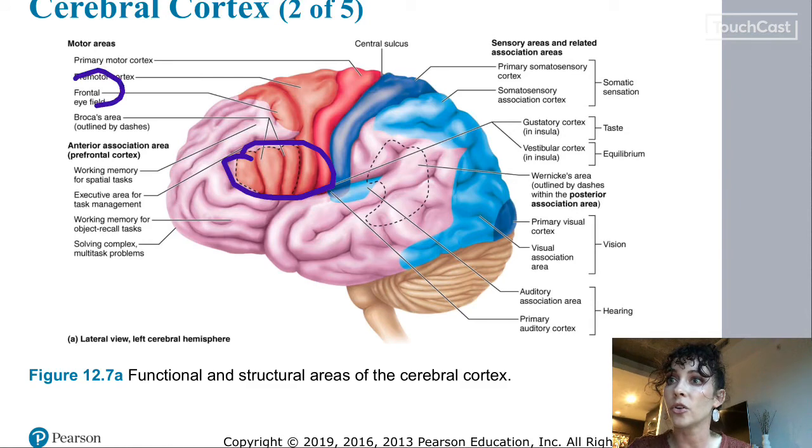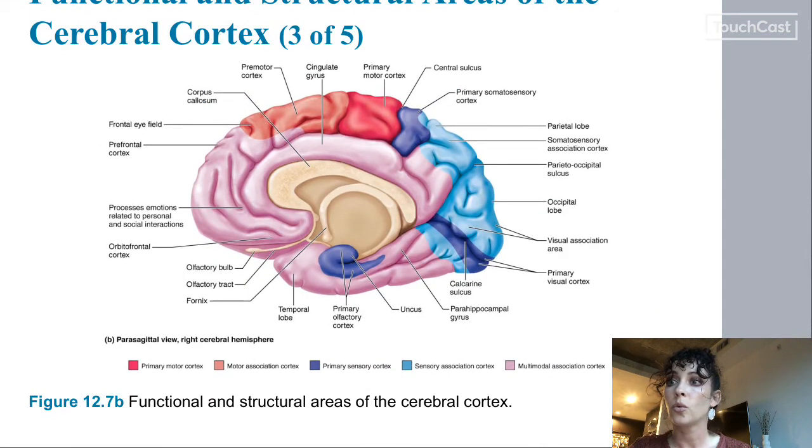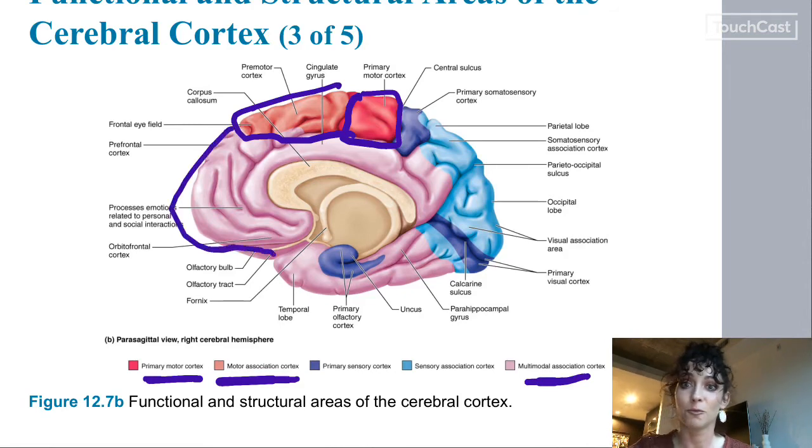And our frontal eye field coming in there as well. Okay, that's just a lateral view. So what this diagram is showing us is the primary motor cortex in bright red here. We have the motor association cortex in our salmon color. The multimodal association cortex, so different modes, we'll get there as well.